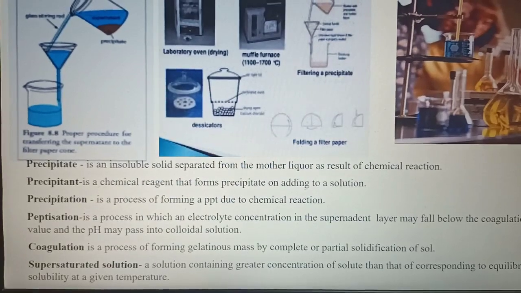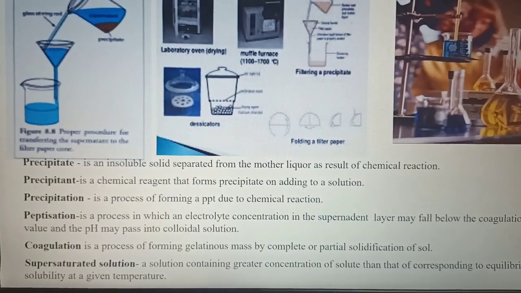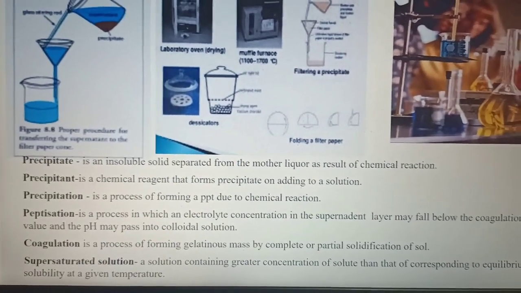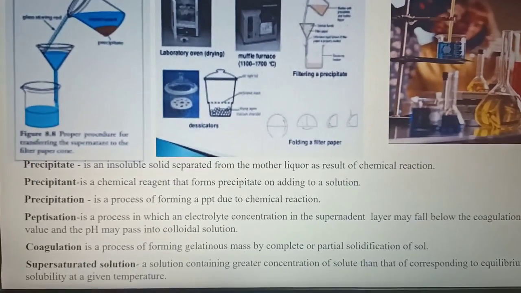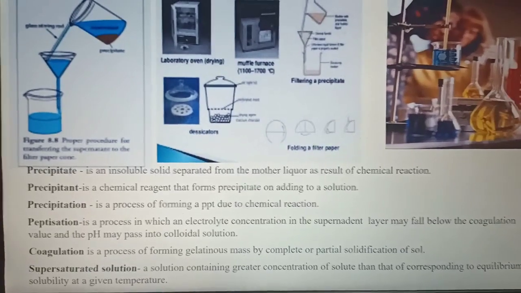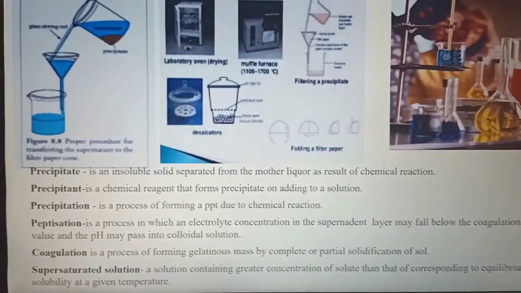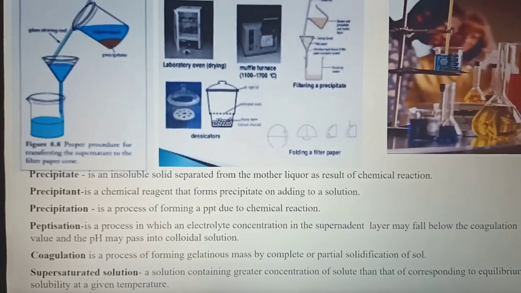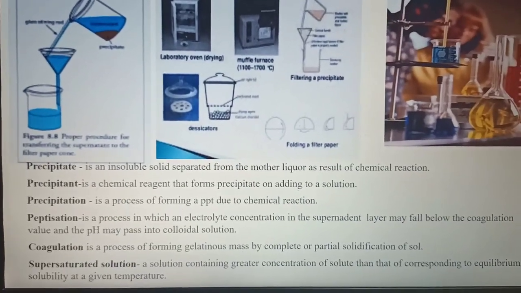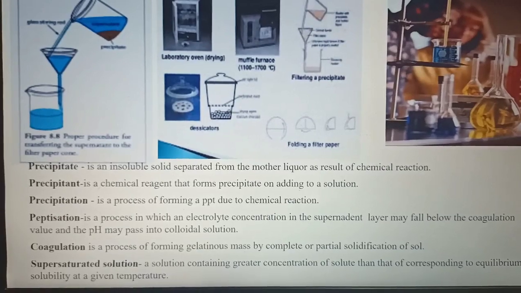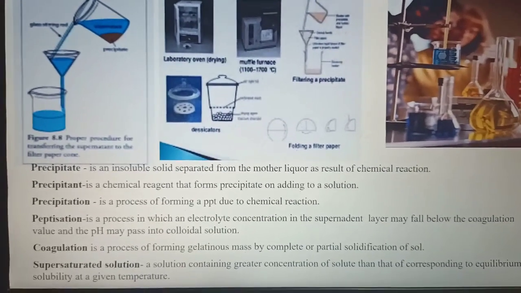Then precipitate is an insoluble solid separated from the mother liquor as a result of chemical reaction. Then precipitant. Precipitant is a reagent which is added to the solution to get a precipitate. Then precipitation, it is a process in which a precipitant is added to a solution to form a precipitate.